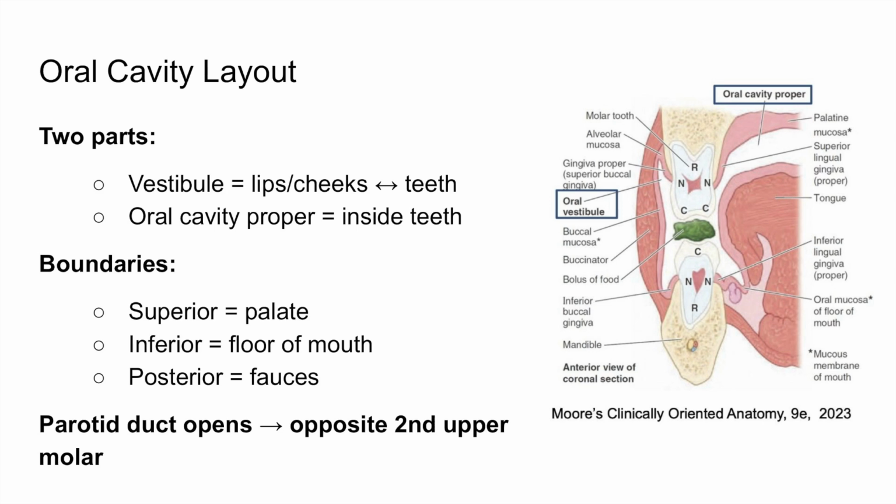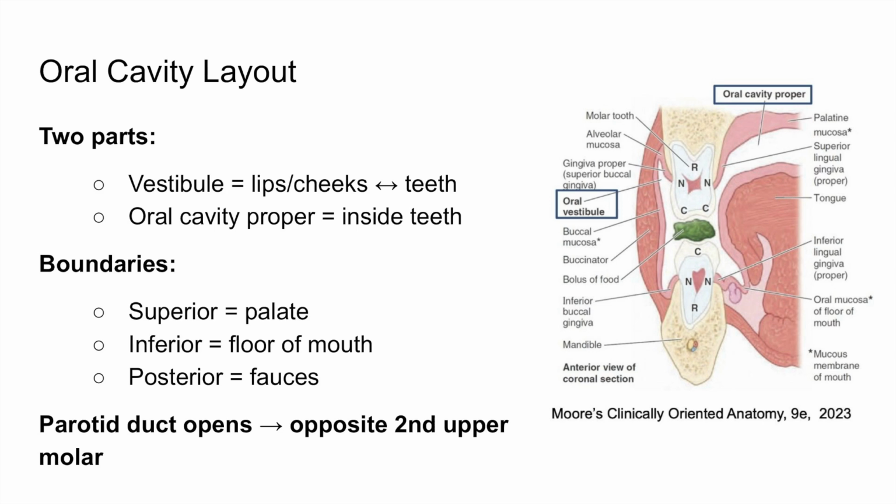The vestibule is the outer space between the lips and the cheek and the teeth. Not of the teeth, between the lips, cheeks, and the teeth. And that's where food initially sits when you're chewing, like a squirrel storing little snacks, or a chipmunk. Then once food moves inside the teeth, you're in the oral cavity proper, which is the functional workspace where the tongue actually manipulates the bolus.